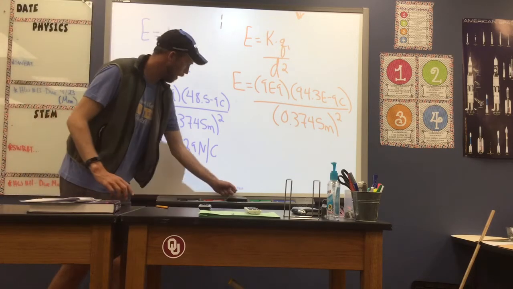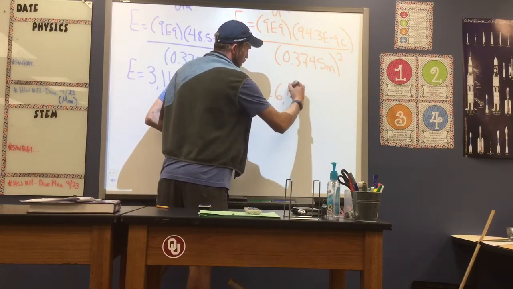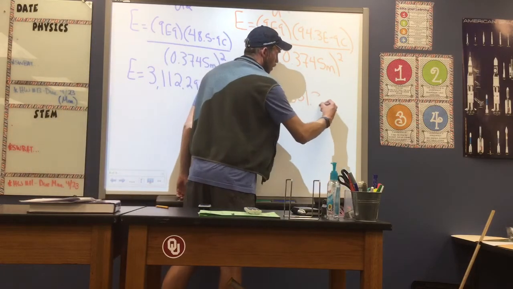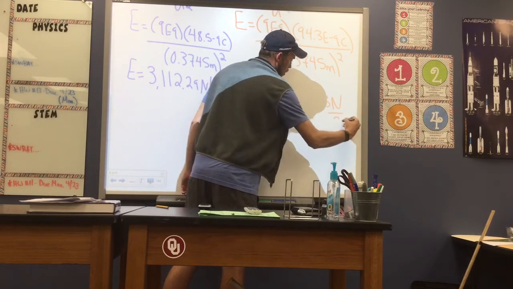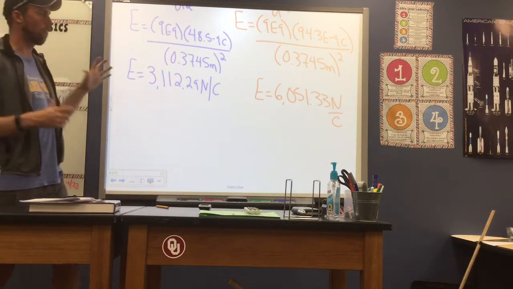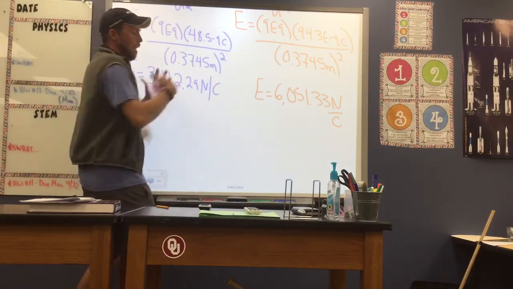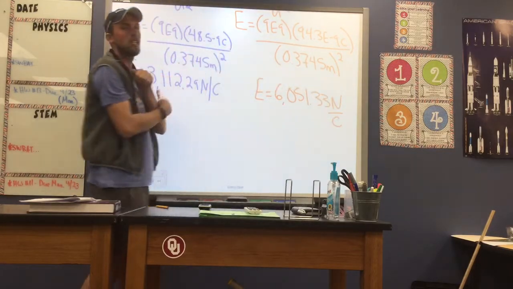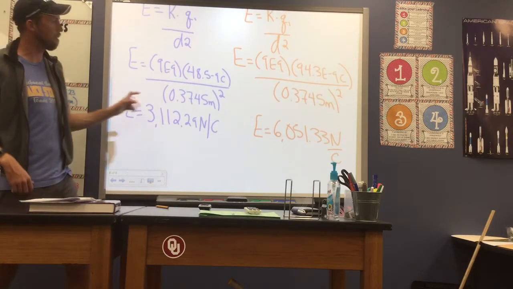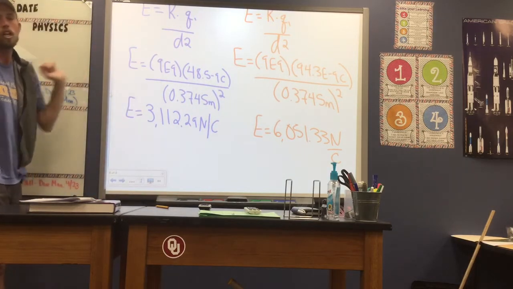And when we do, we get a value for our electric field at this point of 6,051.33 newtons per coulomb. Okay. So what that tells us is that the overall amount that we feel from the red field is greater than what we feel from the blue field. And we know that that's probably accurate because we have a greater amount of charge in the red field than we do in the blue.